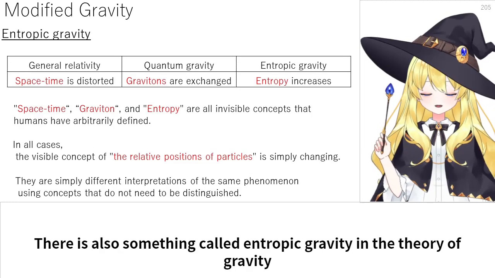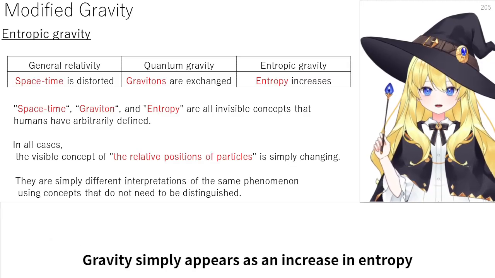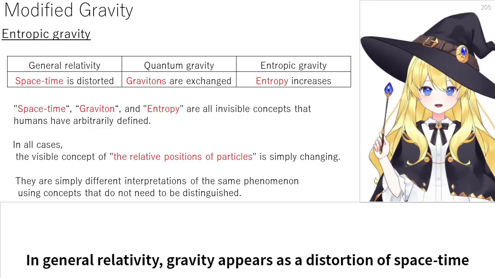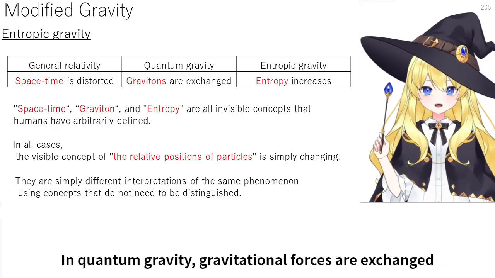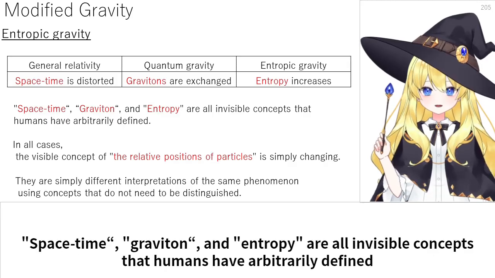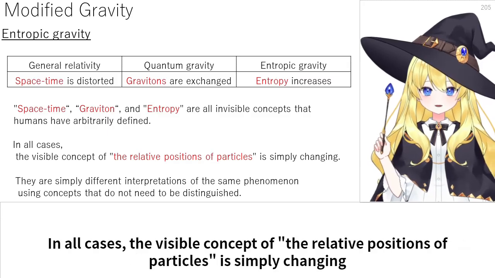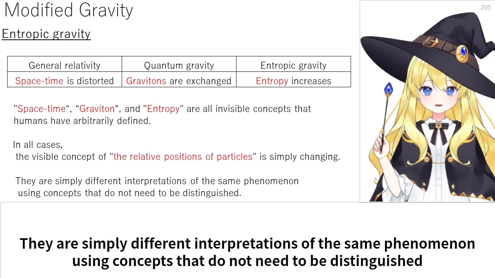There is also something called entropic gravity in the theory of gravity. Gravity simply appears as an increase in entropy. In general relativity, gravity appears as a distortion of spacetime. In quantum gravity, gravitational forces are exchanged. Spacetime, graviton, and entropy are all invisible concepts that humans have arbitrarily defined. In all cases, the visible concept of the relative positions of particles is simply changing. They are simply different interpretations of the same phenomenon using concepts that do not need to be distinguished.